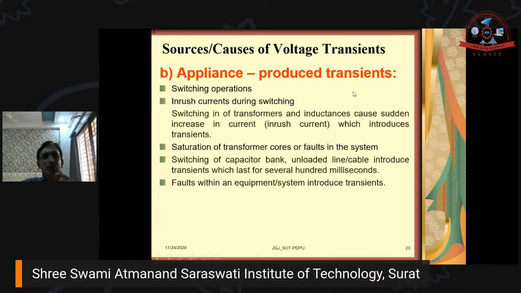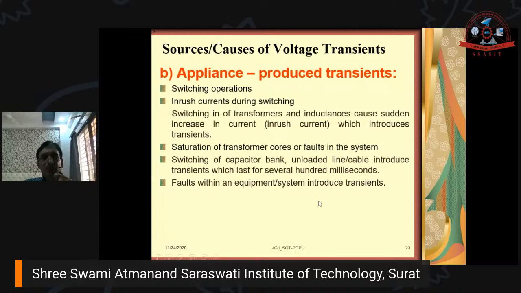Then appliances produce transients. So switching operations, for example, circuit breaker opening or closing, right? Then inrush currents during switching. Switching of transformers and reactors causes a sudden increase in current. This current is called inrush current. The inrush current may sometimes be 5 times the normal current, which introduces transients. Then saturation of the transformer core, then switching of capacitor banks and unloaded transmission lines may cause transients. You might have heard about the Ferranti effect, when the receiving end voltage is higher than the sending end voltage, and it is because of the shunt capacitance of the line.